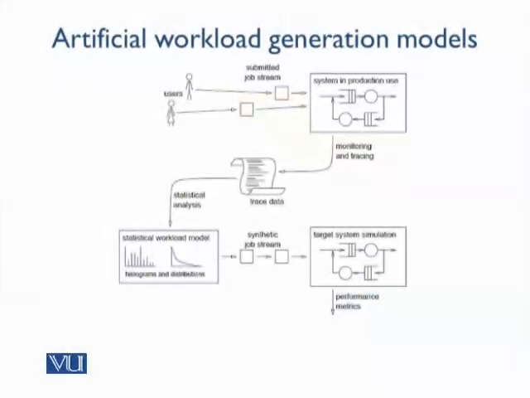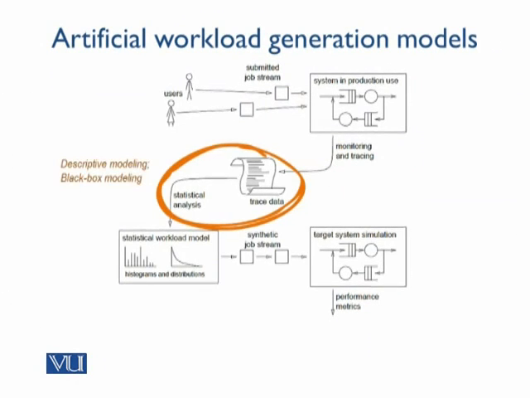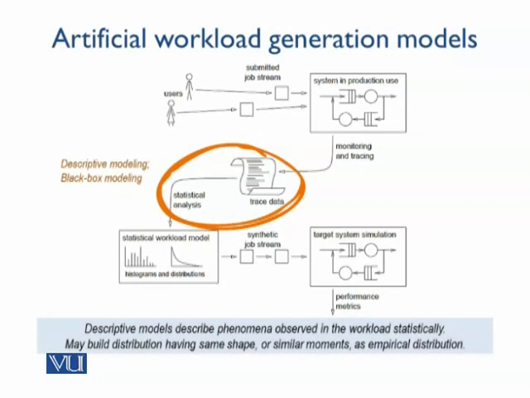Okay, now let's talk about different kinds of workload models with respect to what they are attempting to model. The first kind I'm going to talk about is called descriptive modeling. It is also called black box modeling, in which you're trying to fit a distribution to the observed data, irrespective of how that data was actually created. In a sense, this is only modeling the data that was observed.